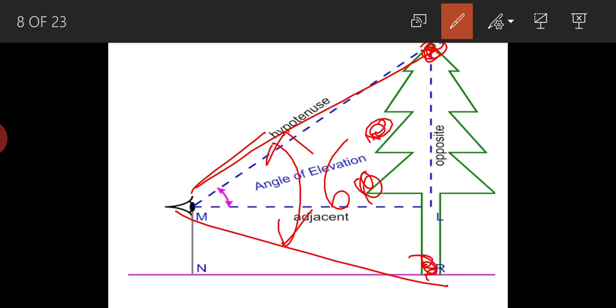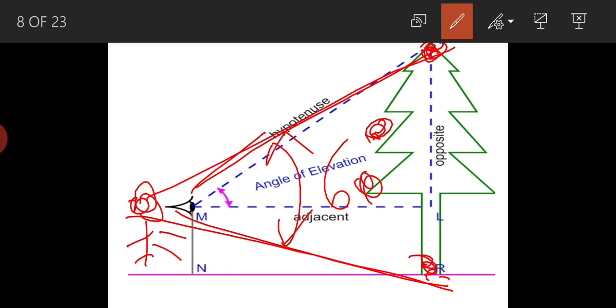Whereas when you move far away from the tree and observe it, you can see the whole tree, that is top and bottom ends at once, because the light rays coming from the top and bottom ends will make an angle of less than 60 degrees.